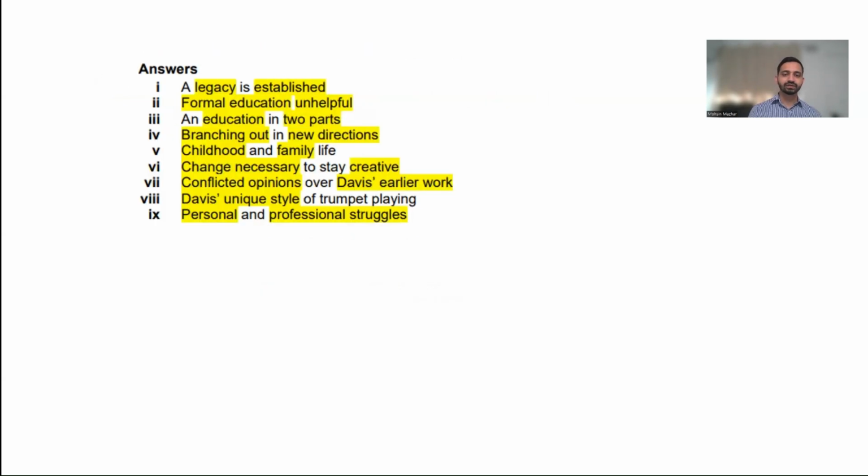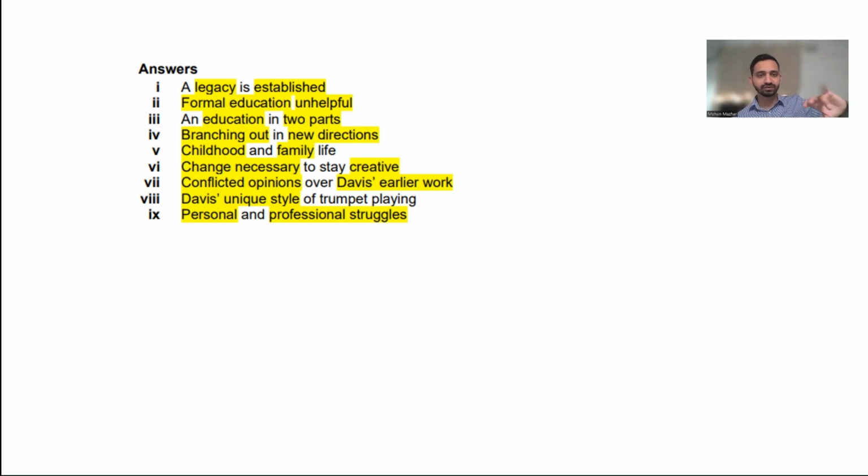All right, the keywords here are: legacy established, formal education unhelpful, education in 2 parts, branching out, new directions, childhood and family. So these are the things that you will be looking for, to see which paragraph is talking about each.